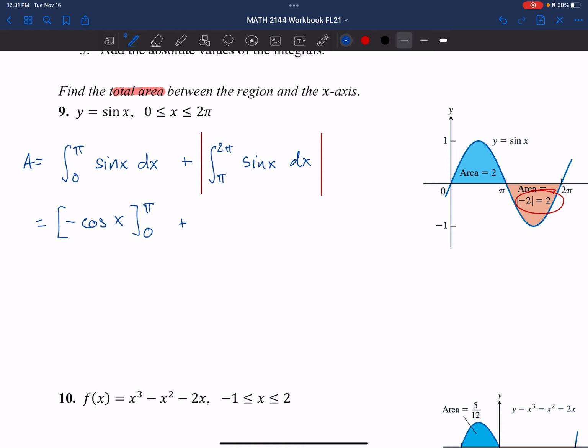And then we're going to add to that, again, if you didn't know that this was going to be negative, you probably wouldn't have the absolute value to begin with. But then you would go minus cosine of x from pi to 2 pi. So this absolute value, again, if you did not know it was absolute value, just make sure at the end you at least make it positive. All right.